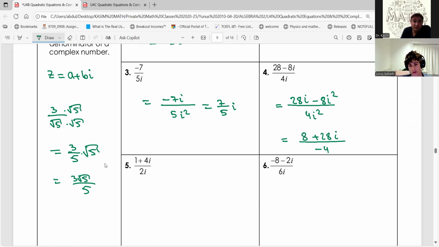Always write again in standard form, z equals a plus bi. So 8 divided by -4 is -2, and 28 divided by -4 gives minus 7i.